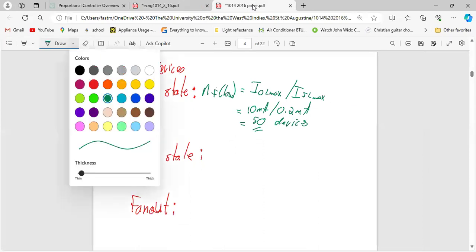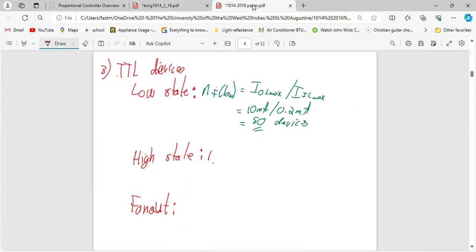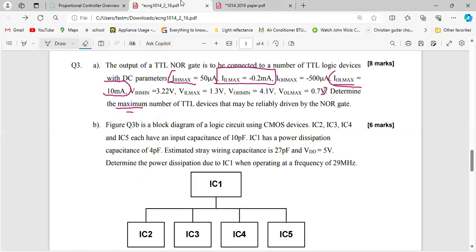And then the other one is the high state. We call it NF high. This one is I output high max divided by I input high max. If you go back to it, I output high max, I think it was 500 micro, yeah, 500 microamps.